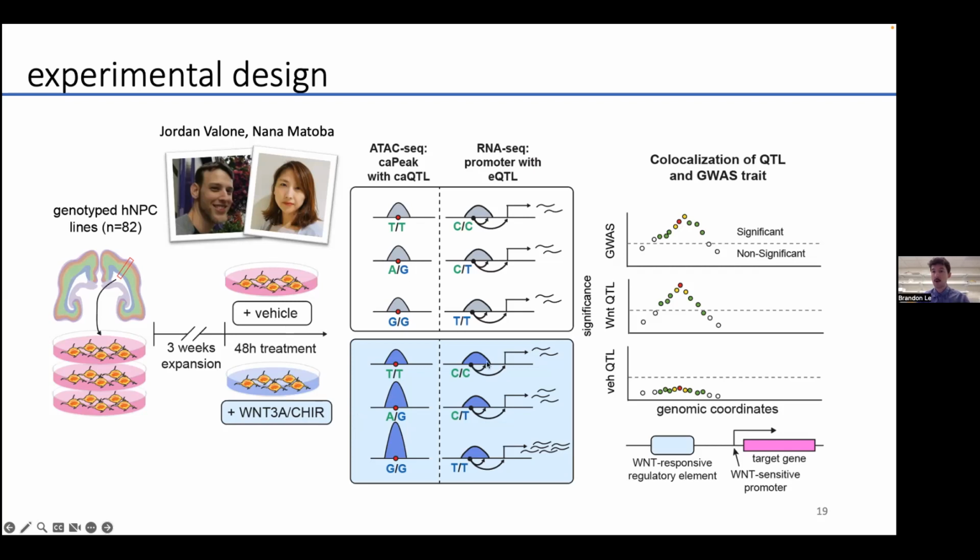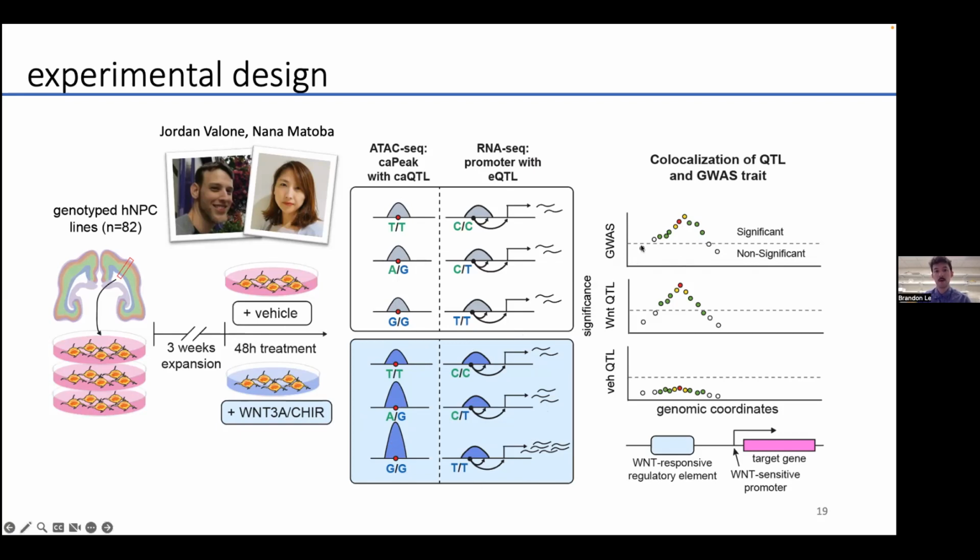Kind of like the cartoons I've shown before, we were hoping to discover variants that affected the accessibility of chromatin regions that may only exert effects in Wnt stimulated states, same for gene expression. And on the right, what we're hoping to do with these QTLs is better explain GWAS traits.